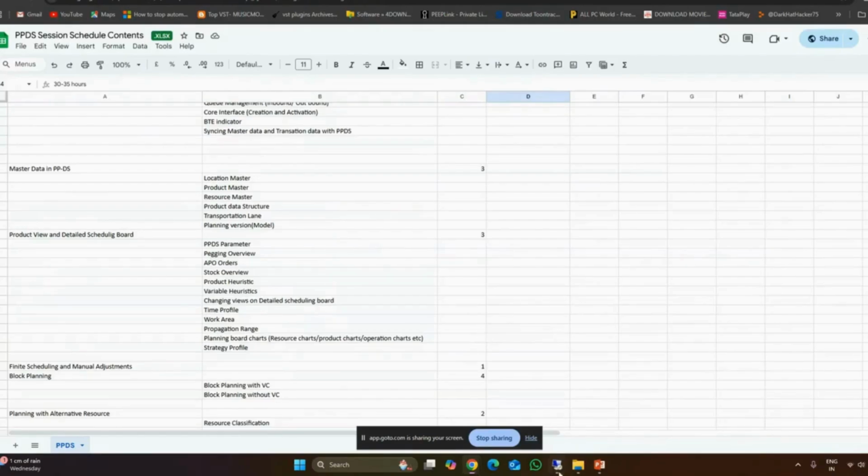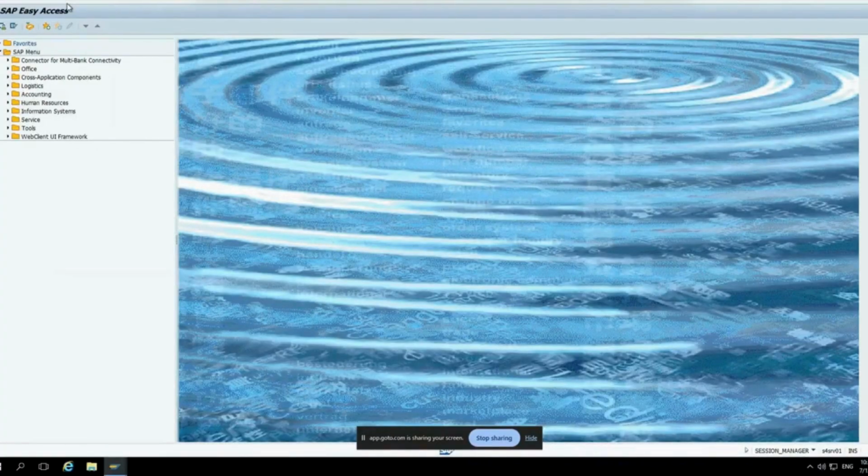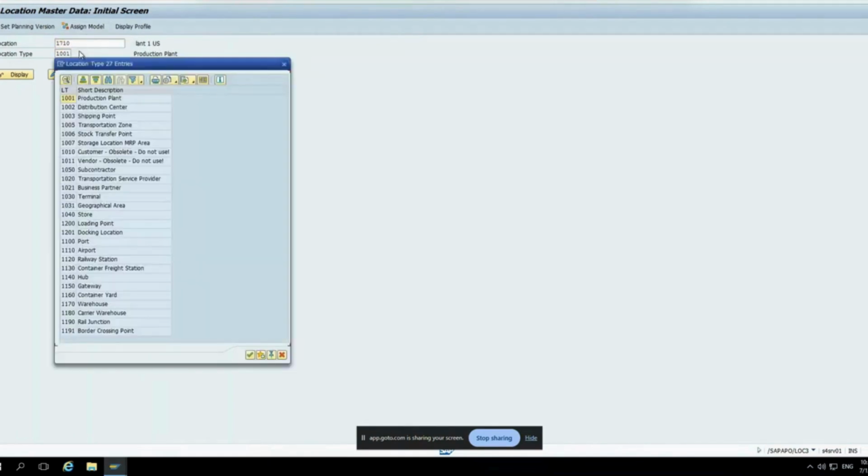And I also presented something on the SAP screen, but maybe because I did not share it, or because of some confusion, you didn't see that. So I was talking about location types. We have different types of locations like production plant, transportation lane, shipping point. All these location types are available. We will discuss this during the sessions. We will cover different types of locations for planning.